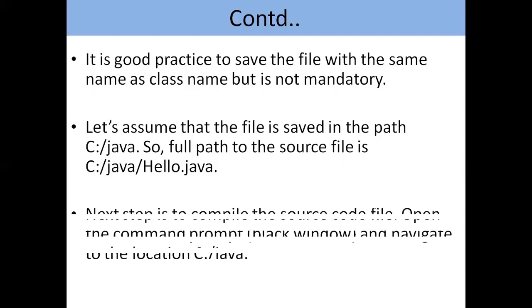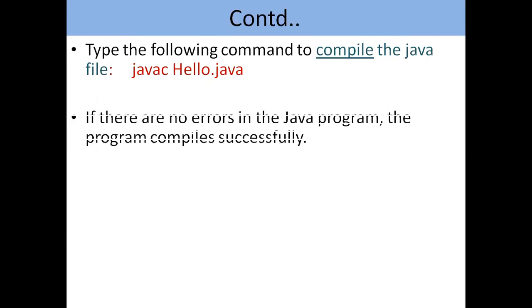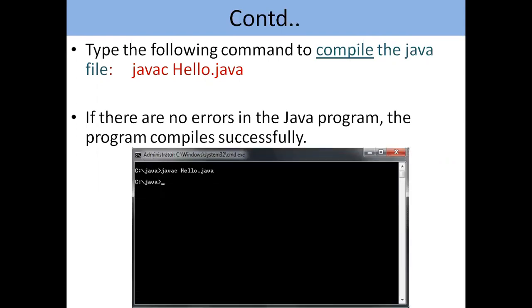Let us see how to compile the Java program. As I mentioned, this is the syntax: javac space filename.java. If there are no errors in your Java program, then your program compilation will be successful. Otherwise, you will get some errors, then you need to rectify them and compile it again. So this is the command prompt, and this is how to compile a Java program. If your program is correct, then it will be successful.